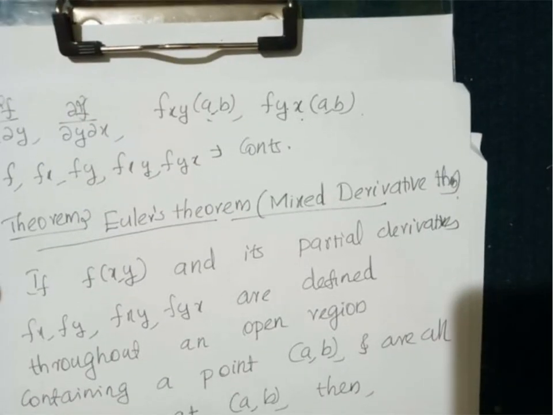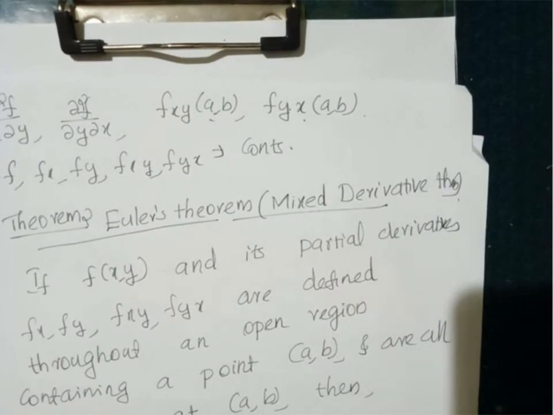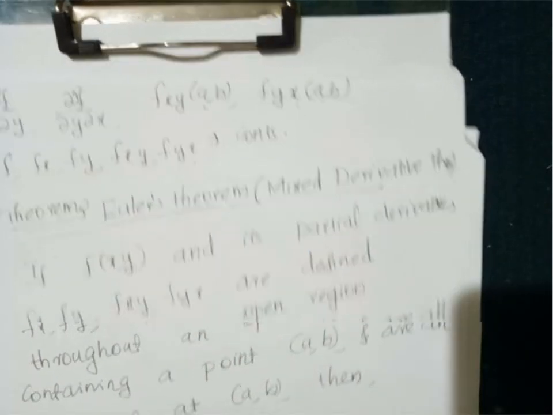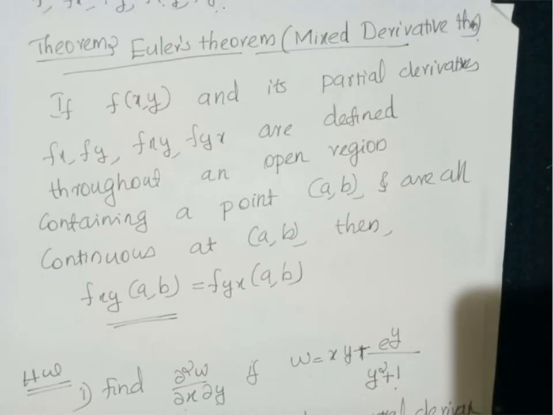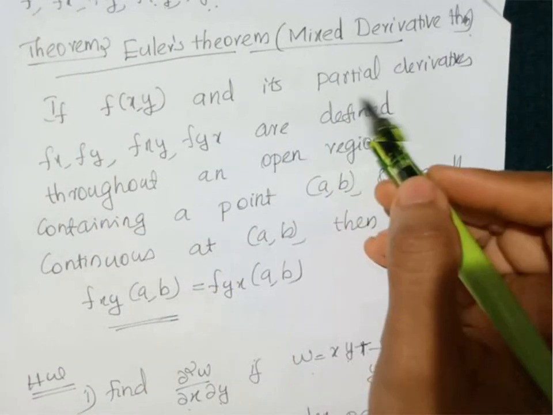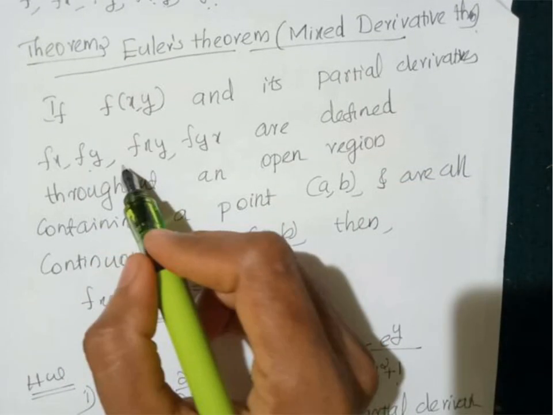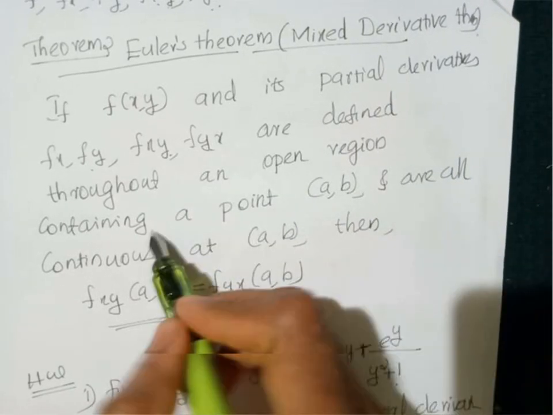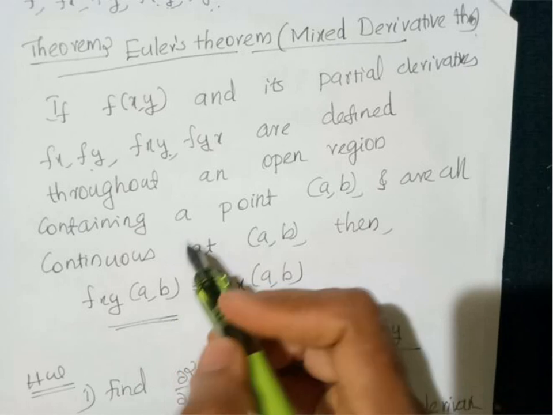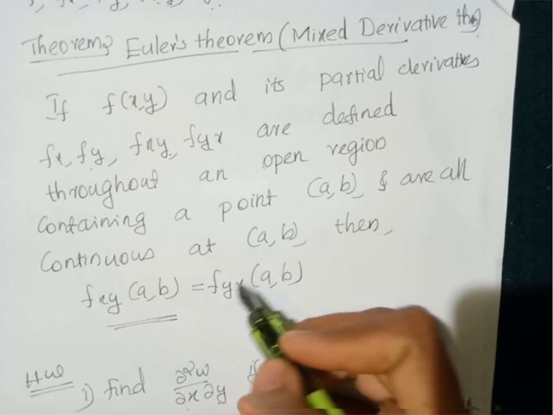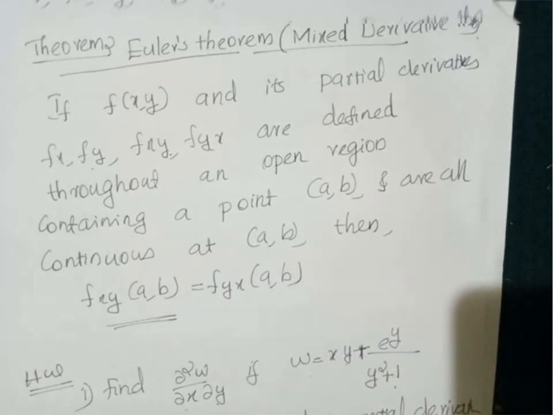Euler's theorem, or the mixed derivative theorem, says that these are the same when certain conditions are satisfied. Euler's theorem says that if a function f(x,y) and its partial derivatives fx, fy, fxy, fyx are defined throughout an open region containing a point (a,b) and are all continuous at (a,b), then fxy at (a,b) equals fyx at (a,b). This is Euler's theorem.